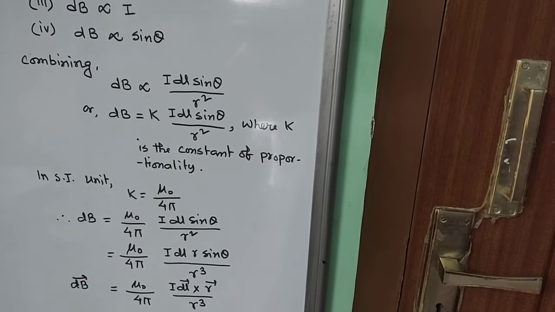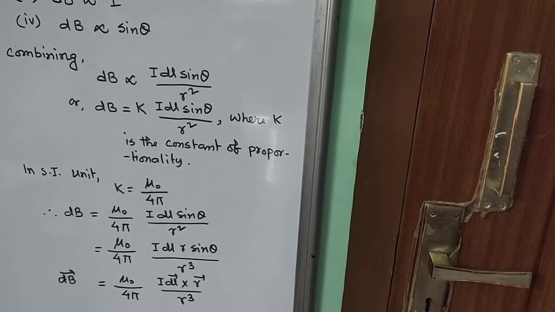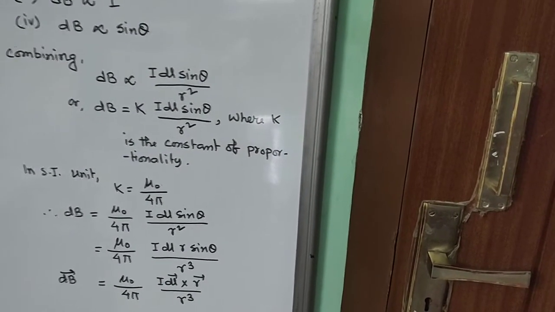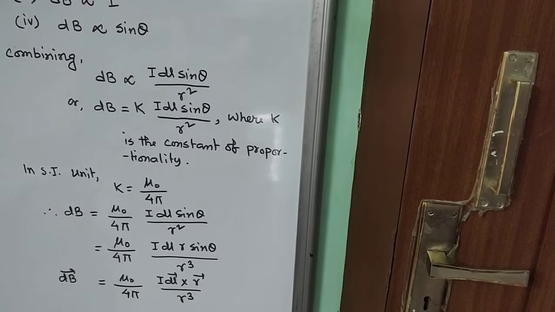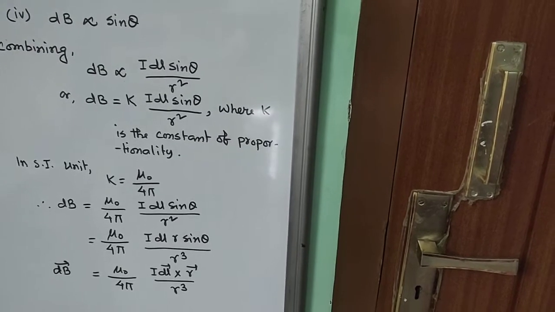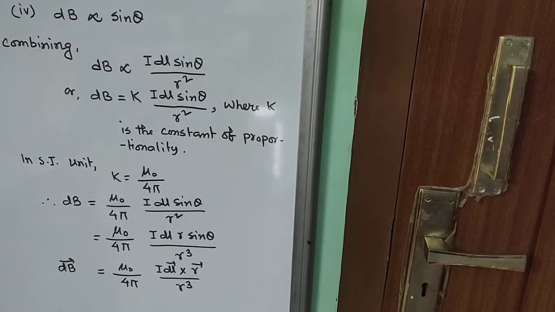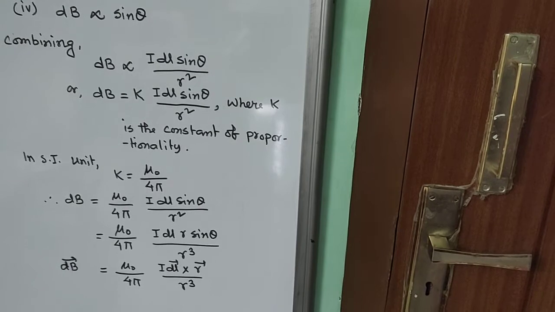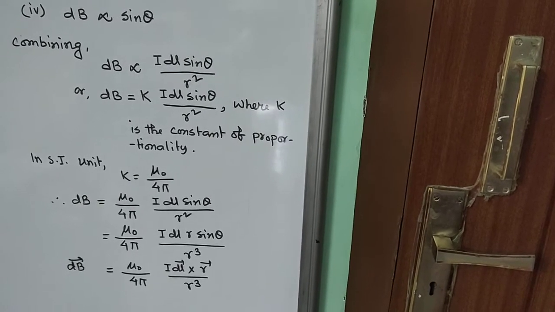Now to represent this in terms of vector, we simply multiply numerator and denominator by small r. So dB equals mu naught by 4 pi I dl r sine theta by r cube. So in vector form, dB vector equals mu naught by 4 pi I dl vector cross r vector, divided by r cube.